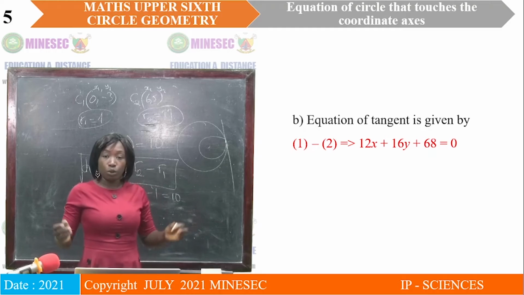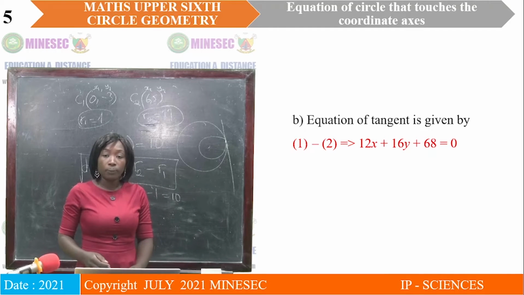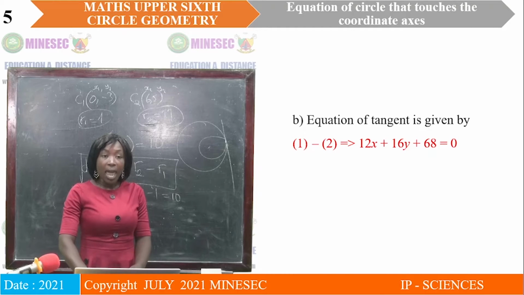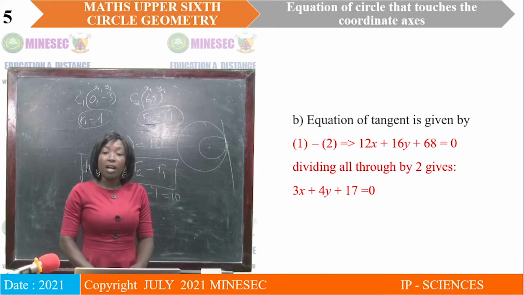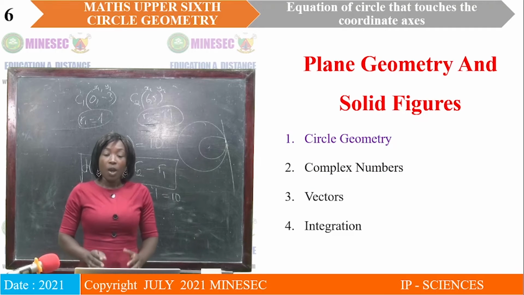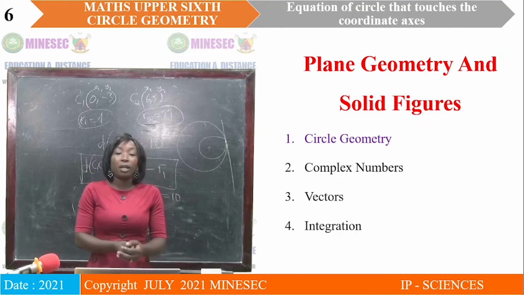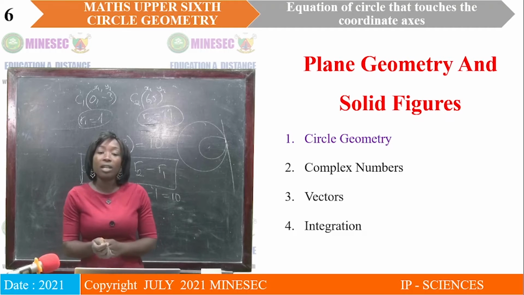So the first thing we do is we solve the two equations simultaneously by taking equation 1 minus equation 2. And then we're going to obtain a straight line. And that equation is the equation of the tangent required from us. We continue with our lessons under the module plane geometry and solid figures.